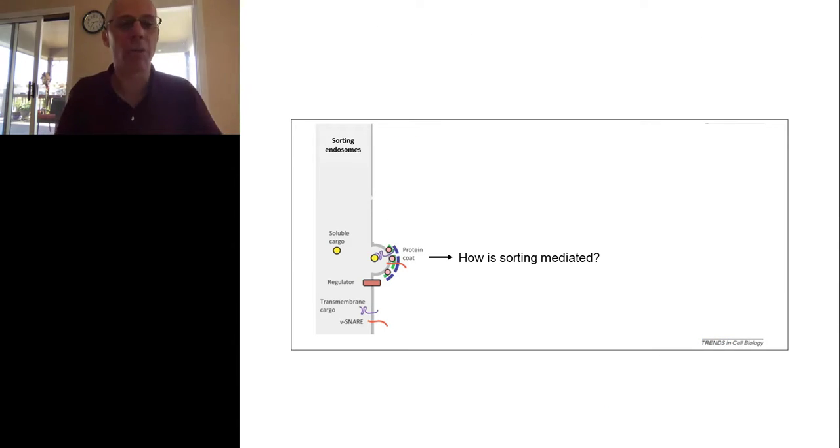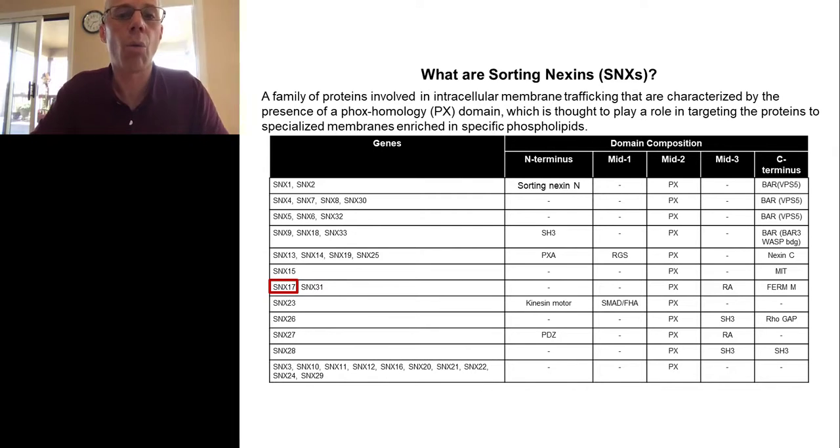So the question that I really want to talk about today in the next 10, 15 minutes or so is new data from our lab discussing how we think fission mediated by EHD1 connects with the sorting of receptors at these endosomes. And so that's the key question. How is sorting mediated? And we know that receptors go into these areas of the endosomal membrane that bud and ultimately undergo fission. And so one of the families of proteins that in recent years has been described as playing key roles in sorting are a family of proteins, not surprisingly known as sorting nexins or SNX proteins.